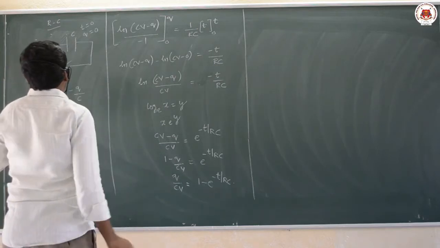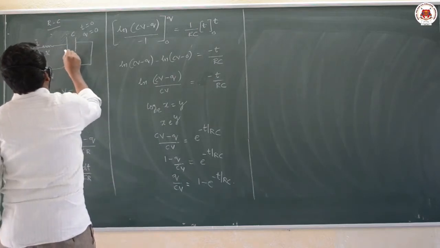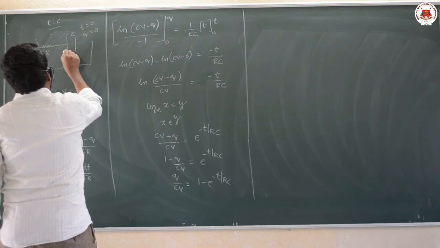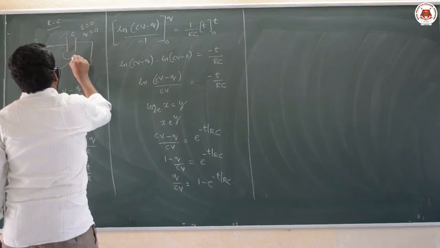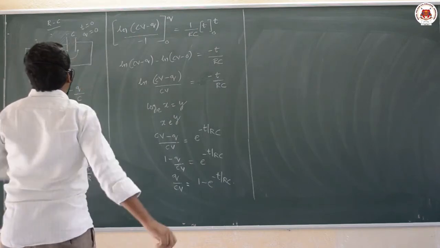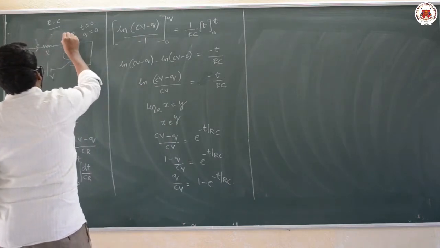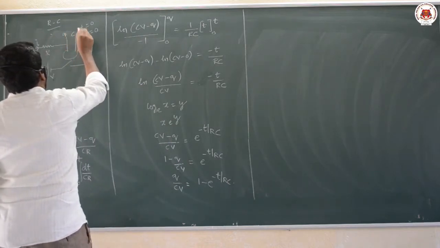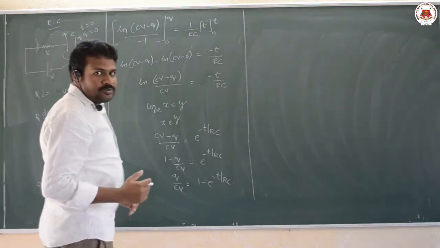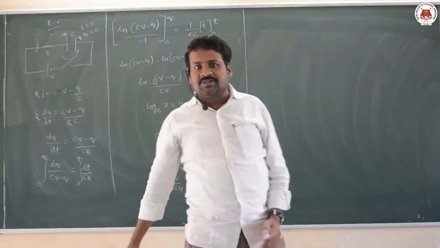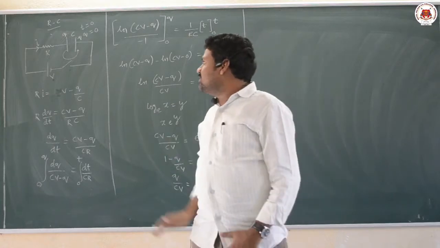This battery provides energy to remove one electron from the positive plate and join it to the negative plate. Electrons from this plate are transferred to this plate. So this will get positive charge, this will get negative charge. So charge grows. Now let us see how that charge grows within this circuit.